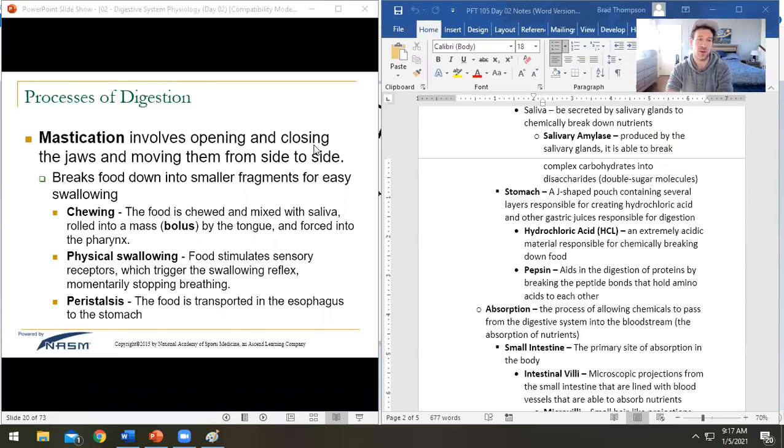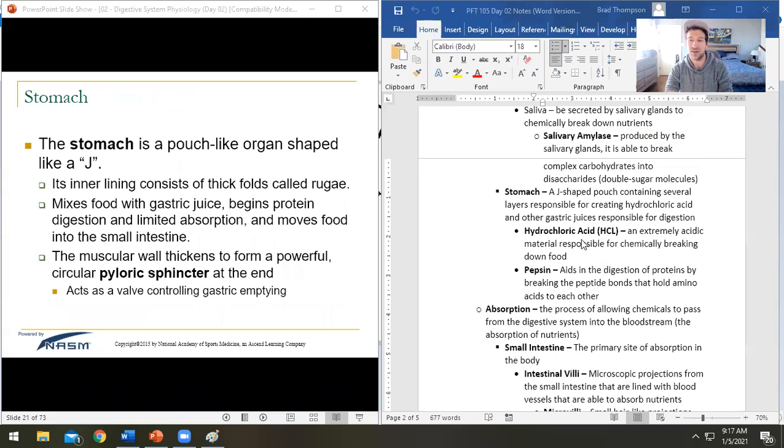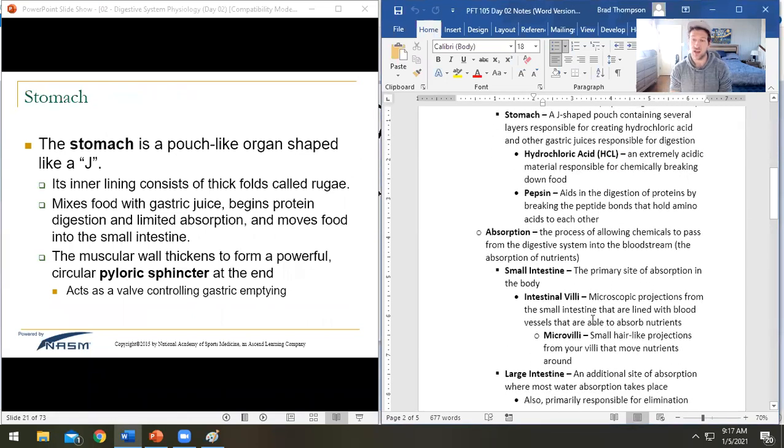Mastication involves chewing. And then you swallow that food, and peristalsis will move it into your stomach. Now, your stomach is where a lot of the heavy lifting of digestion takes place. Your stomach is this little pouch shaped kind of like a J, and it's got all these different layers that create hydrochloric acid, which is literally an acid made of chlorine. There's actually chlorine in there, which means that the stuff that's in bleach is actually an essential nutrient.